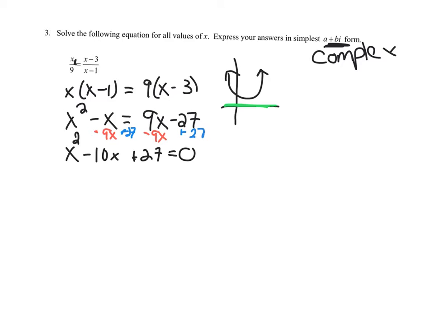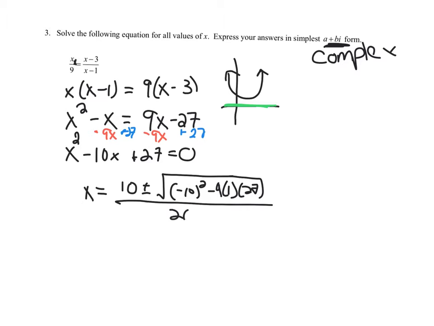So our quadratic formula is x is equal to negative b, which is positive 10, plus or minus the square root of b squared minus 4ac, and that's all over 2a. So now if I were to simplify this, I'd first start by looking at my radicand, or my discriminant, to be more specific, since it's the quadratic formula. So that's 10 plus or minus the square root. And if I do 100 minus 4 times 1 times 27, I end up getting negative 8 over 2.